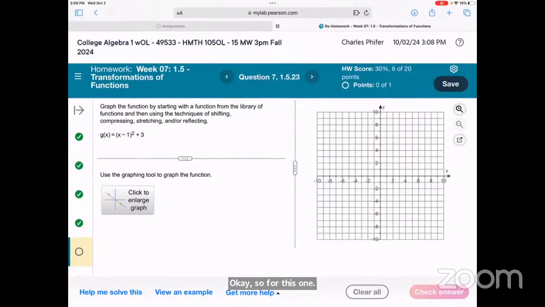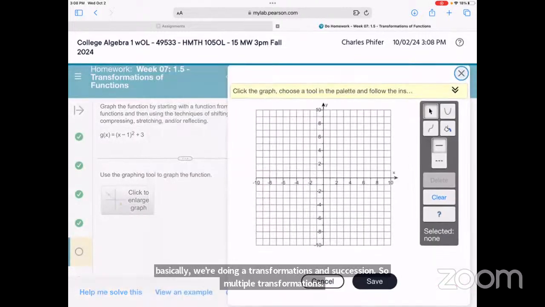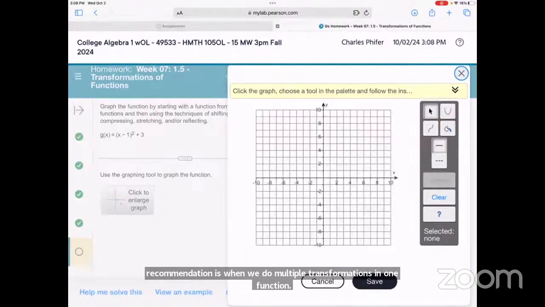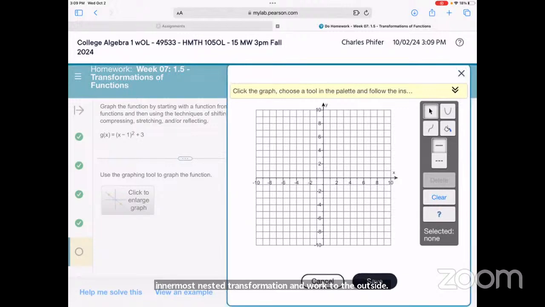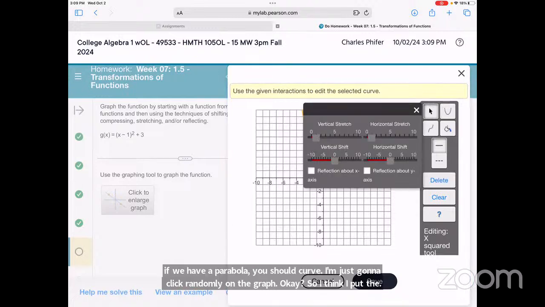So basically we're doing transformations in succession, so multiple transformations. The recommendation is when we do multiple transformations in one function, work your way from the inside to the out. Start with the innermost nested transformation and work your way to the outside. So if we have a parabola, a U-shaped curve, I'm just going to click randomly on the graph.